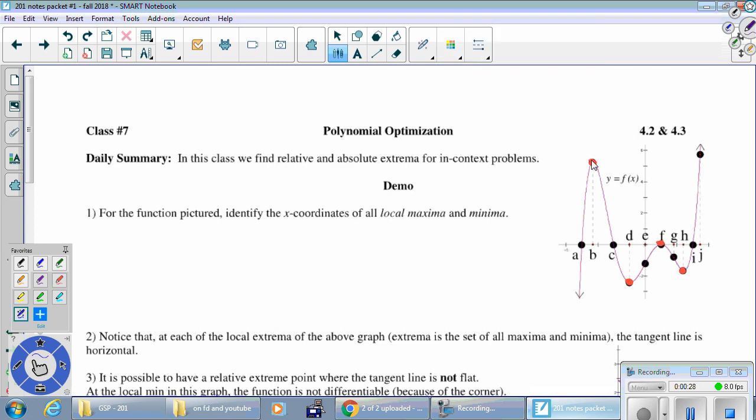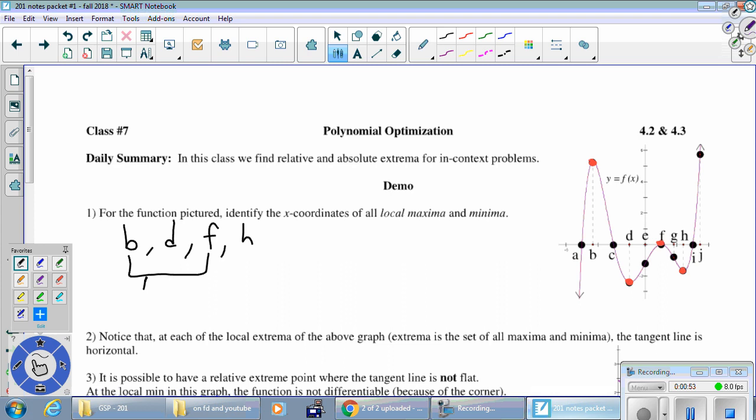For example, this point has points that are lower than it, like over here and over here, but this point is lower than all the points that are nearby. So if we just want the x-coordinates, I'm just reading them off from the x-axis down. We've got B and D and F and H. B and F were the local maxes, and D and H were local mins.